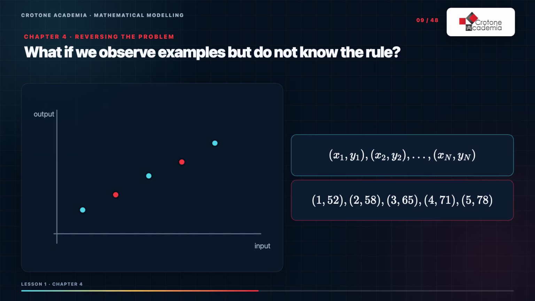In school exercises, the equation is usually given and we calculate y. Here, the examples are given, but the equation is not. We must propose a mathematical form and determine its unknown quantities from observations.